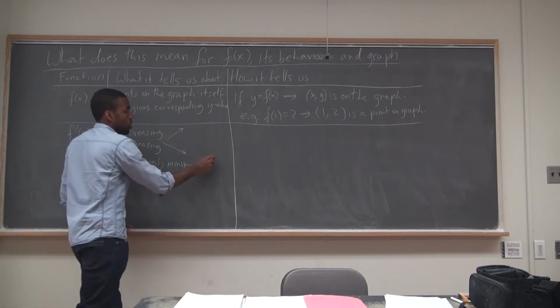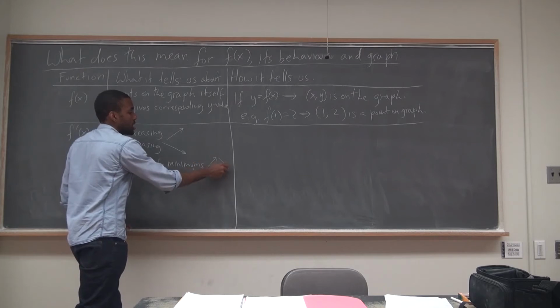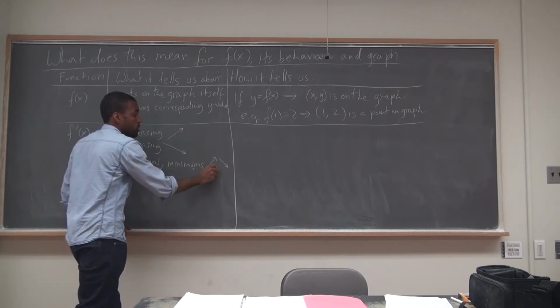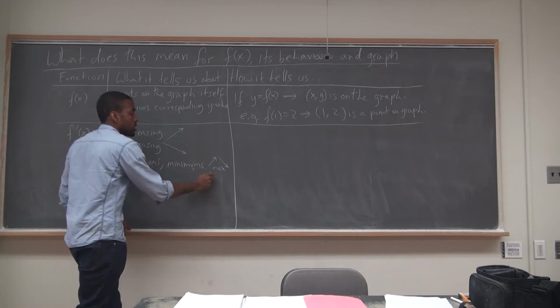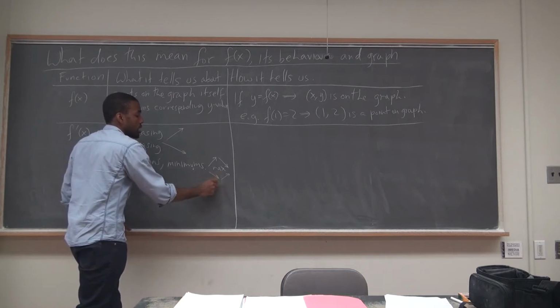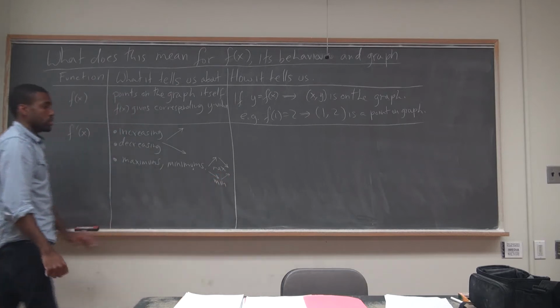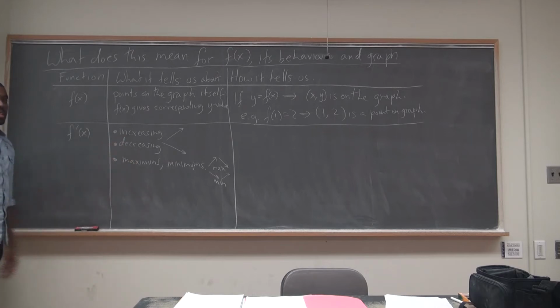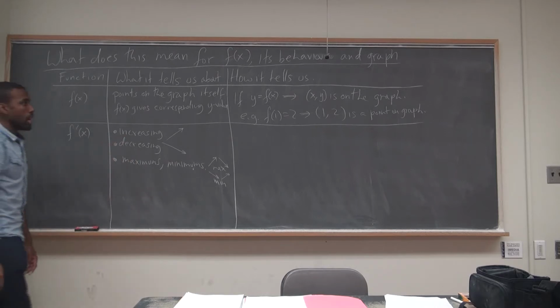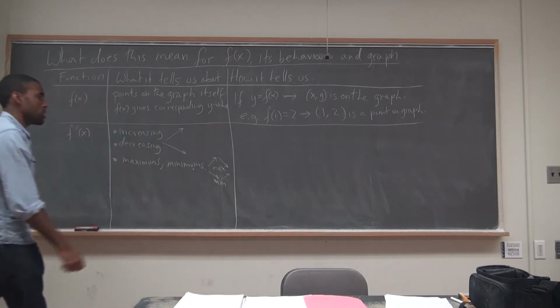Basically, you know a max occurs when you're increasing, then you proceed decreasing, right? That will give you a max. Or if you're decreasing and then you proceed increasing, that will give you a min, right? And the slope, the derivative, can tell you about all that sort of information. How would it tell you? How would you know if something is increasing or decreasing?